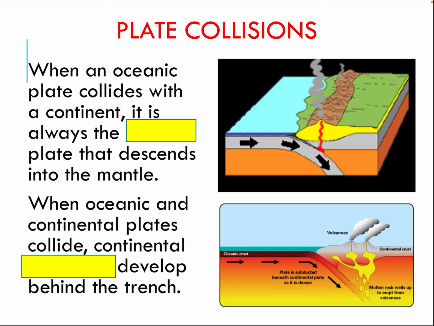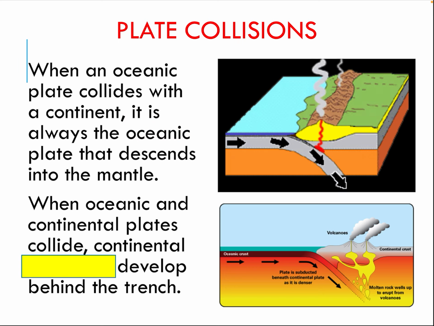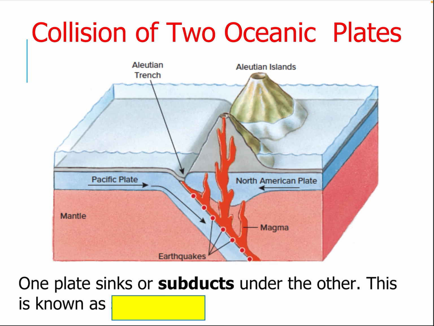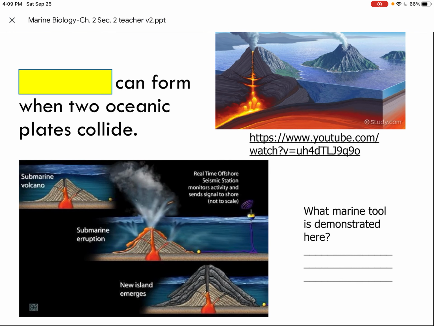Now when an oceanic plate collides with a continent, like we said, it always descends down into the mantle, melting and becoming recycled. Now, what about when 2 oceanic plates come together? So if 2 oceanic plates come together, one of them will sink or subduct, and the other one could be making volcanoes.